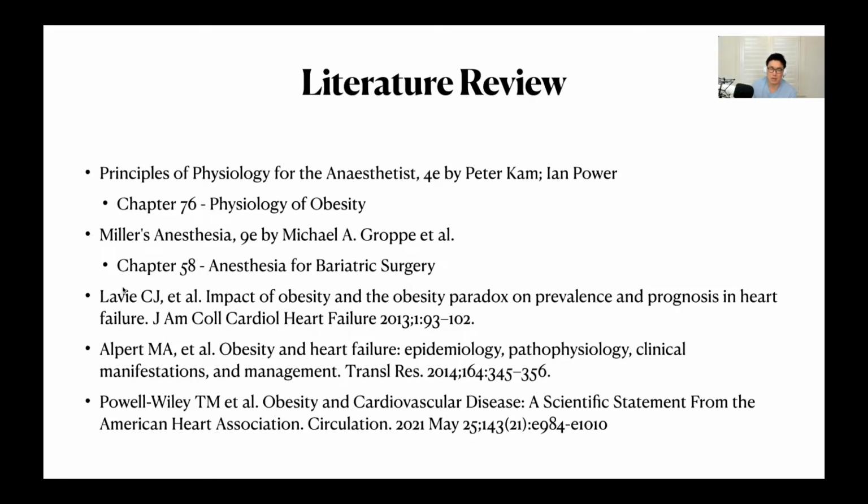If you want, look, I don't recommend you read all these articles because of time limitations for the March exam. But if you were sitting in August, I guess you could go through these articles here, because these are the key articles where chapter 76 and chapter 58 come from, okay?